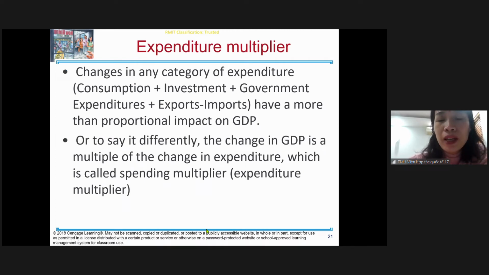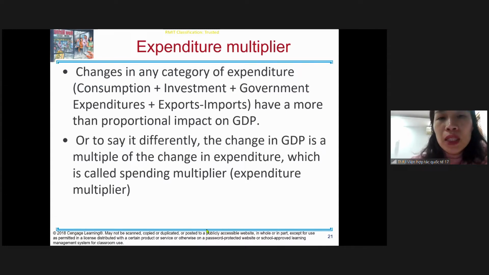So expenditure multiplier means that when some element or indicator in the economy changes its expenditure, that results in an increase in the total GDP, or in the total income of the whole economy. So for example, if consumption increased by 2%, how much is GDP increased? How much GDP increased depends on the expenditure multiplier.